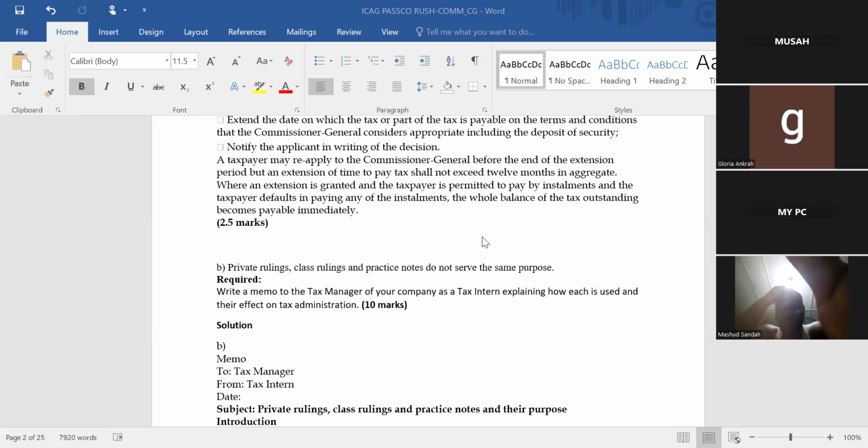Now, what is class ruling? Class ruling is where a group of taxpayers come together and write to the Commissioner General for interpretation of how a transaction should be treated. And when the Commissioner General replies to that particular request, it means that anybody who is a member of that particular group can rely on that ruling for the treatment of the transaction. And I give you a scenario here. And this is even in the public domain. If you go to the GRA website, you see it.